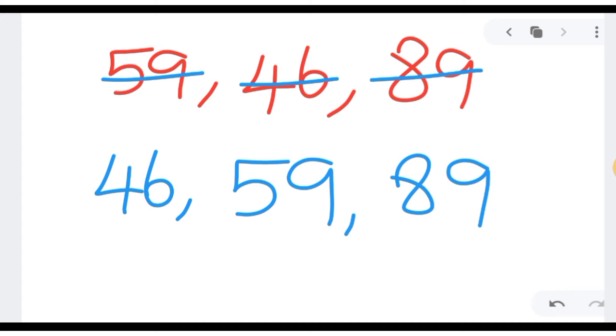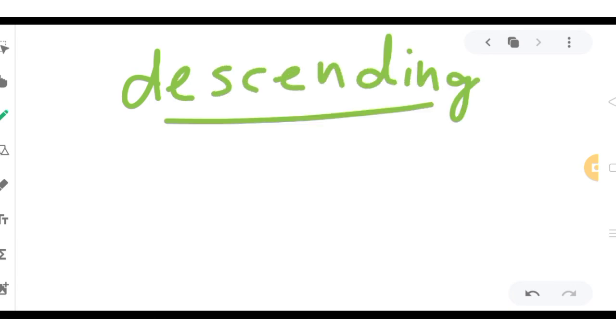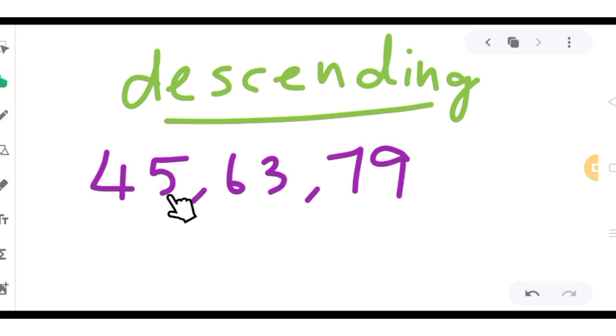Okay. Yes. See, descending order. So what is descending order? Descending order, it seems, from the biggest to the smallest we have to arrange the numbers. Okay, let's see here. See the numbers 45, 63, 79. They are all 2-digit numbers. Okay, ones place, tens place.